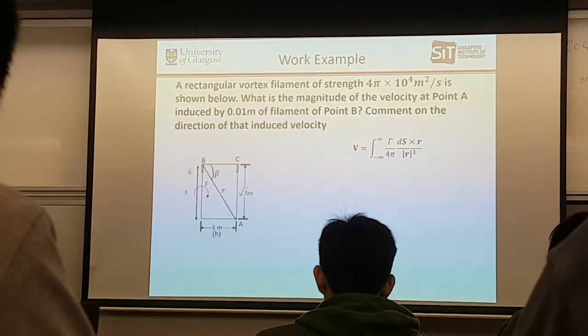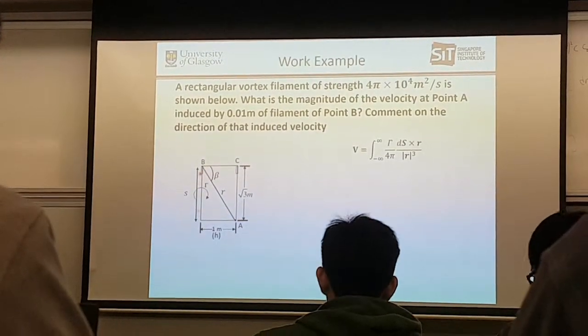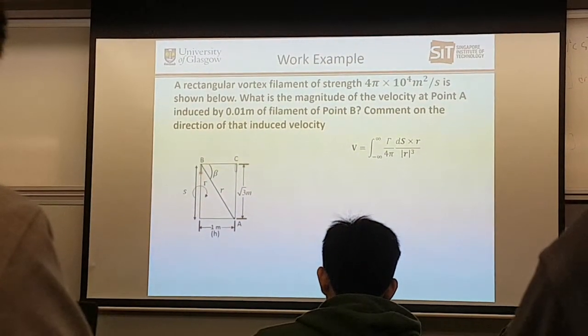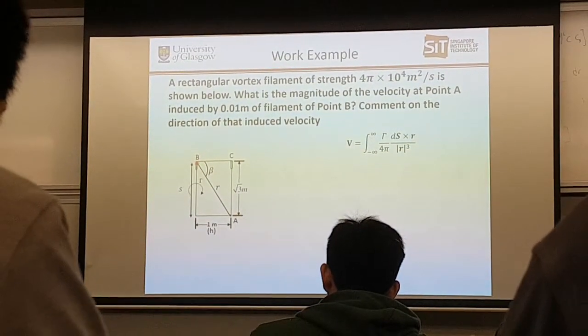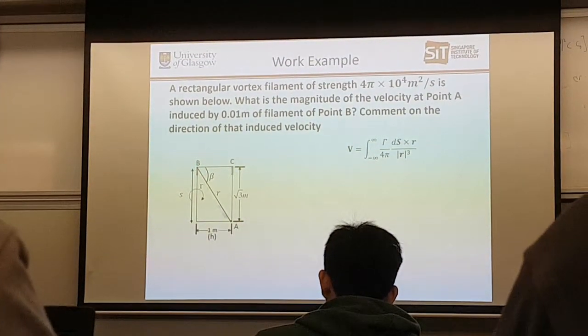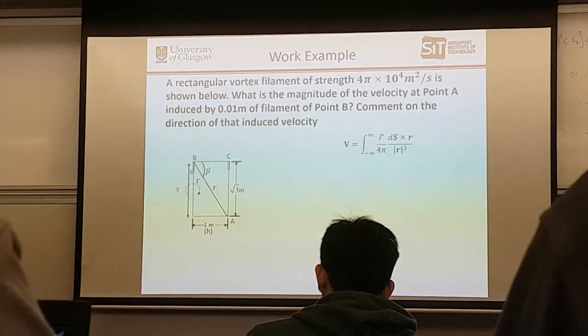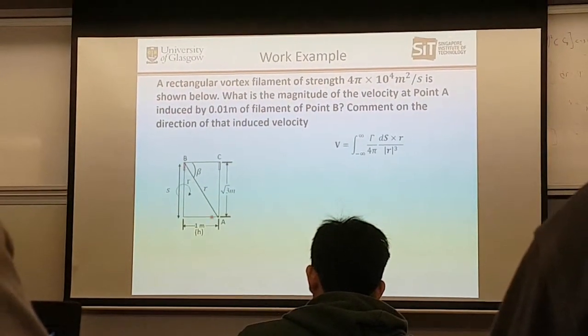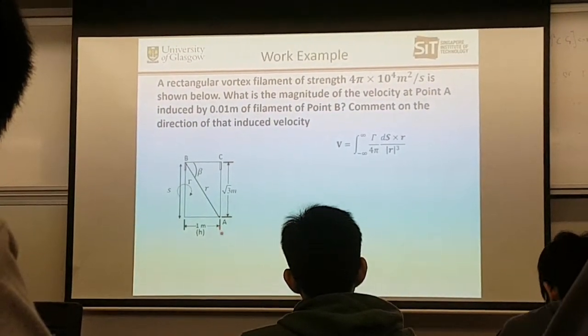So you notice the filament length is the whole thing here, that's the distance S here. So I'm looking at one point of interest, that means where my circulation is to the point of induced velocity. That's why the distance between this point and this point is your R. Okay, that's your distance here.